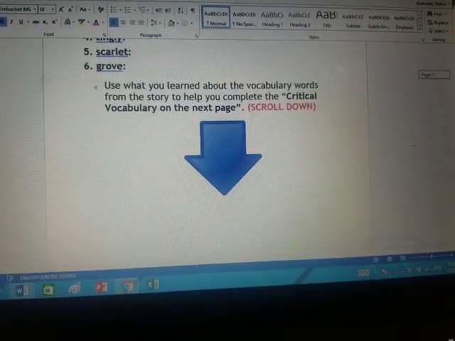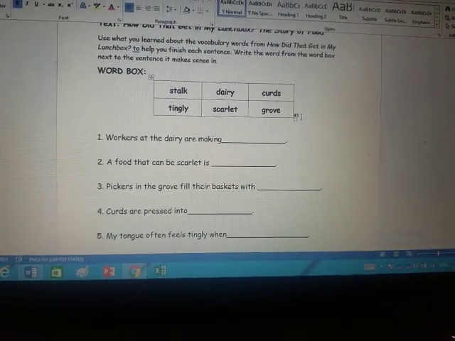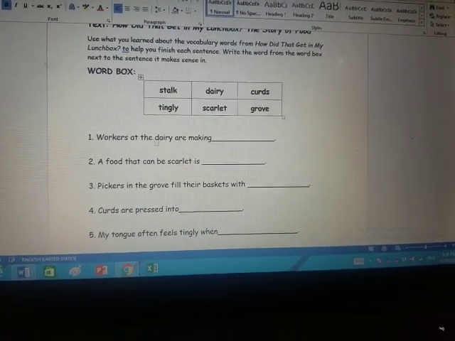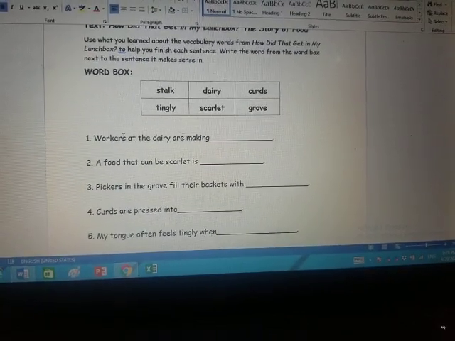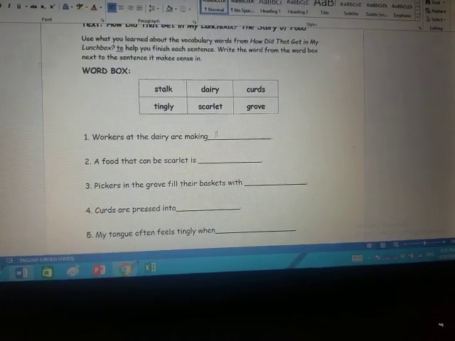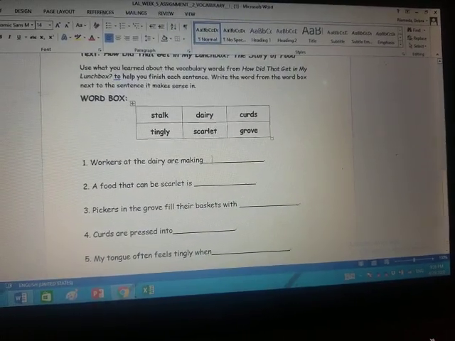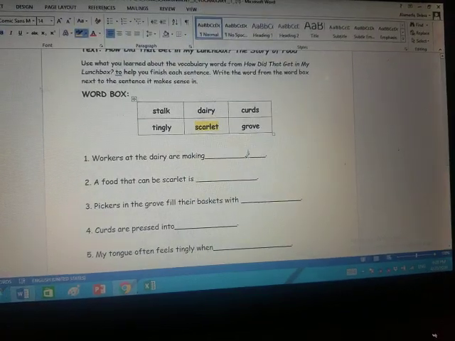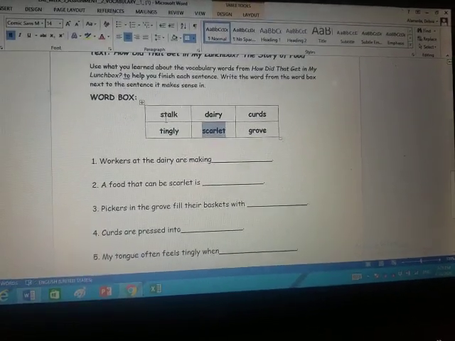Then it says to scroll down, and what you have learned about your vocabulary words, now you're going to fill in the blanks. So here are your word box. Here are the words again: stalk, dairy, curds, groove, scarlet, and tingly. And you're going to read each sentence and fill in the right word. Workers at the dairy are making blank. And then you write the word in here. What's really cool is once you use it, you can also highlight the word to show that you used it, and then you know not to choose that again. So you can do that as well.